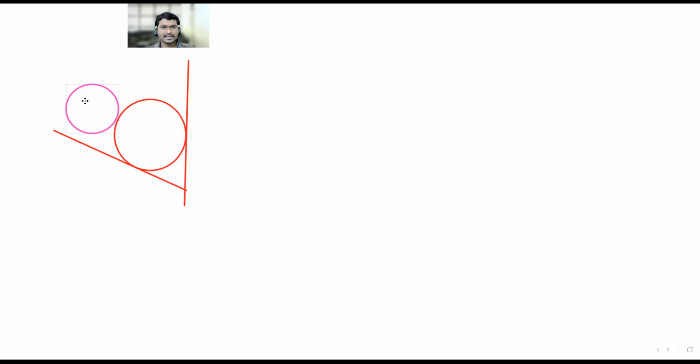I am not drawing the diagram to scale, so it may be slightly off. But you have to remember that the line should not be tangent. This line should not be tangent to this sphere. That is the condition. But here it is a tangent. This is a vertical line.